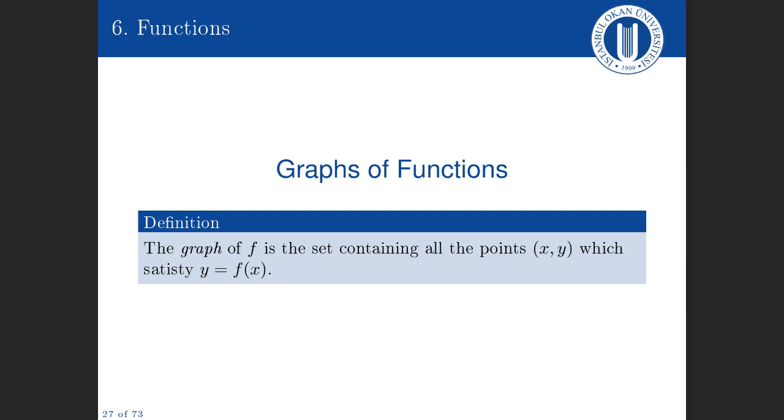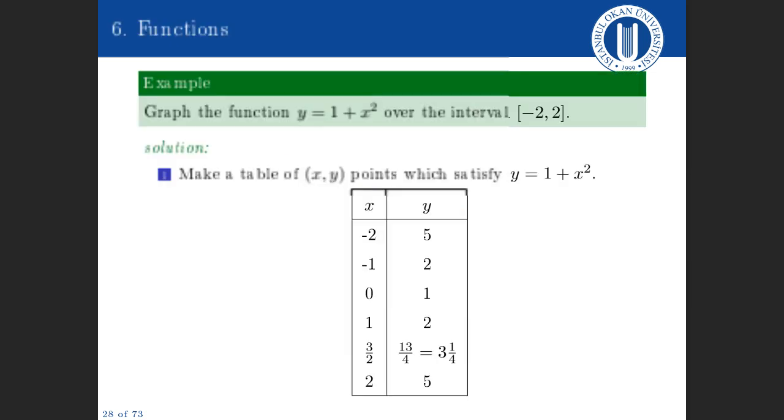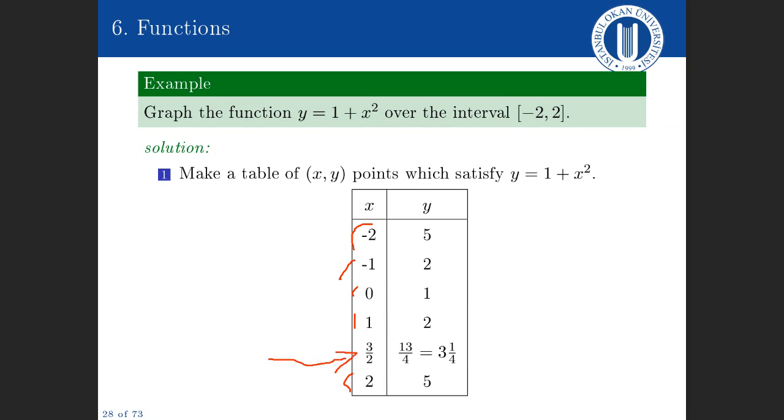The graph of a function f is a set of all points contained in the point xy which satisfy the equation y is equal to f of x. For example, graph the function y is equal to 1 plus x squared over the closed interval from -2 to 2. The first thing I'm going to do, step 1, would be to make a table of xy points which satisfy the equation. Going from -2 to 2, I could look at -2, at -1, at 0, at 1, and at 2. And then just to understand this a little bit more, let's look at 3 over 2 as well.